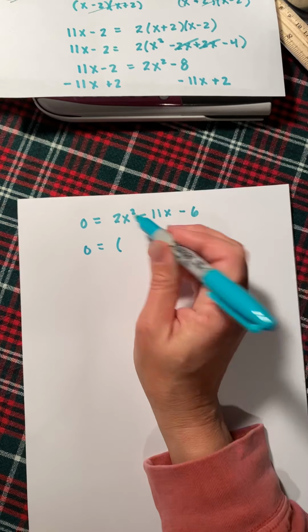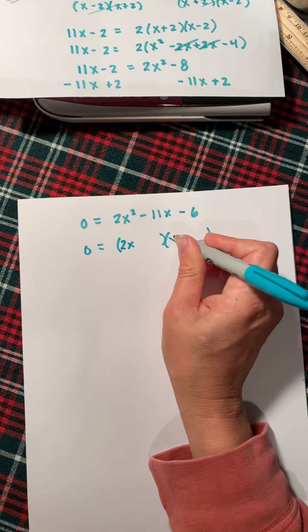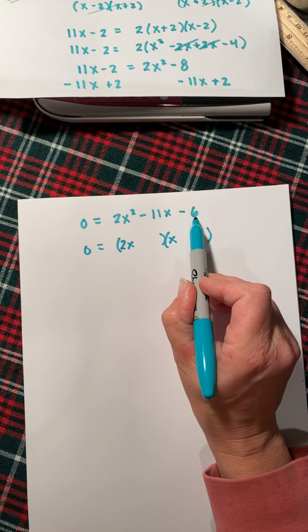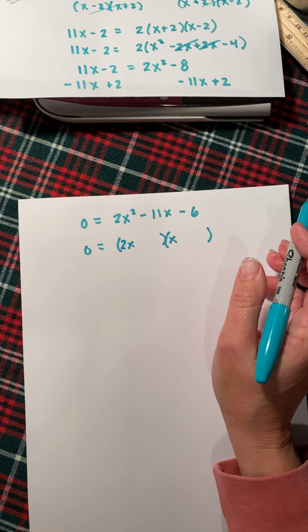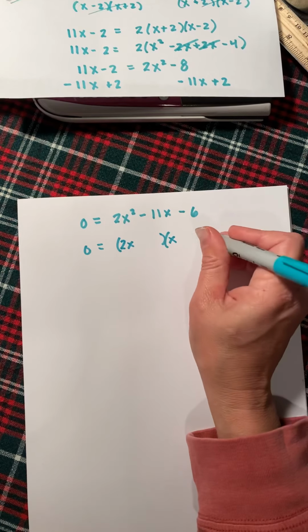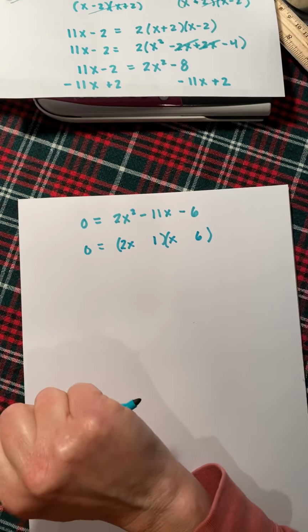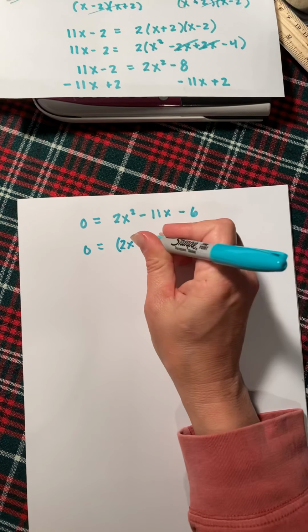So 2x squared, this would have to be 2x and x. I need negative 11 in the middle. I have 6, so I can do 6 and 1 or 2 and 3. So take a minute and think about it. I believe this 6 is going to go here and the 1 is going to be here because 12 and 1 can give me negative 11. I make that negative 6, positive 1.